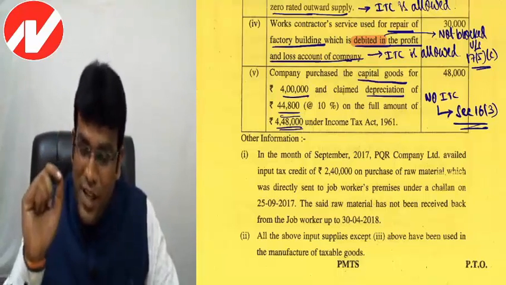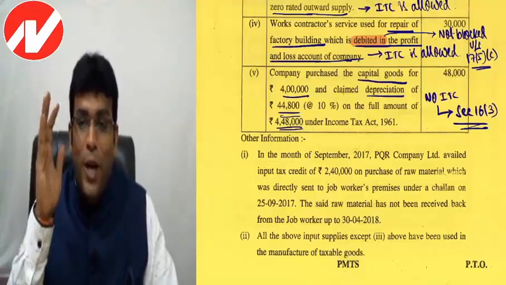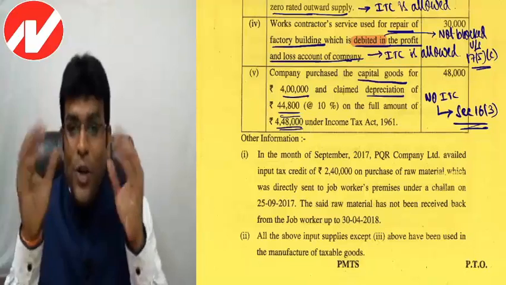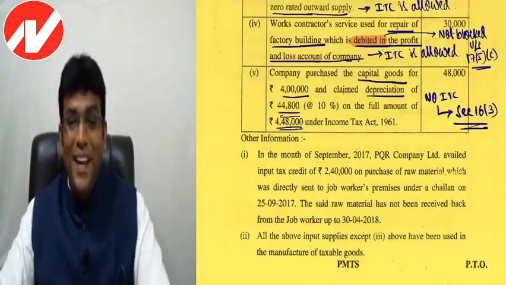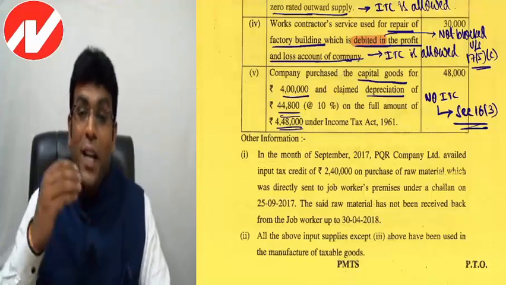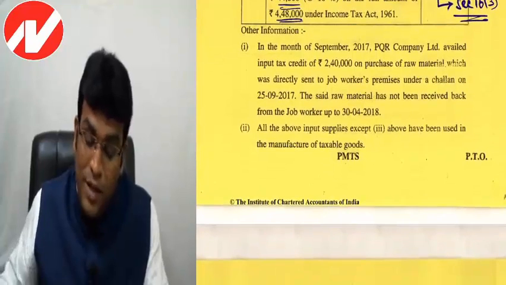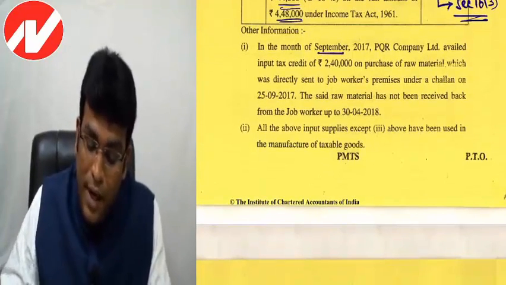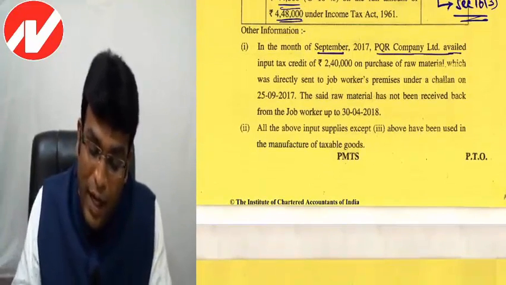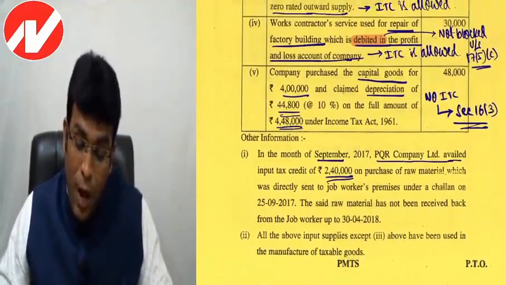If depreciation is claimed on the tax component, then input tax credit is not allowed. Getting clarity, friends? If depreciation is claimed on tax component, then input tax credit is not allowed. Next line. Other information. In the month of September, PQR company availed input tax credit of 2,40,000. On purchase of what?